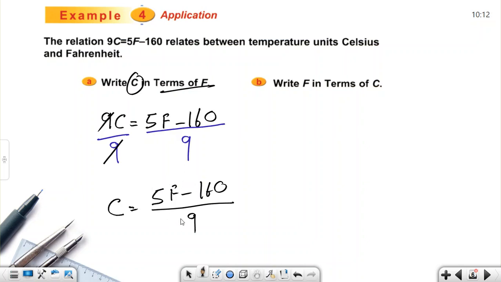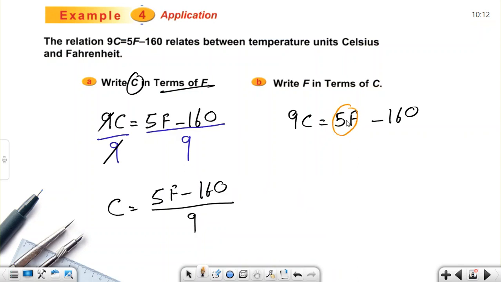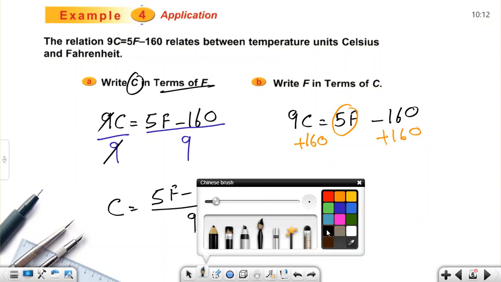This is important. Why is it important? When you divide one side, you need to divide everything, every term on the side. Not only 5F, not only 160, all terms. That's the important part. Let's continue. This time it says write F in terms of Celsius, or C, no problem. 9 times C equals 5 times F minus 160. So I want to isolate F, that's the term 5F. There is 160. If I add 160 to both sides, so 9, sorry, it's not black.